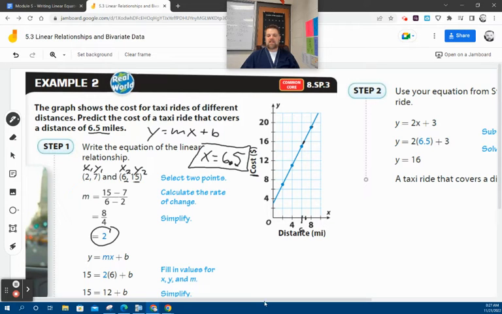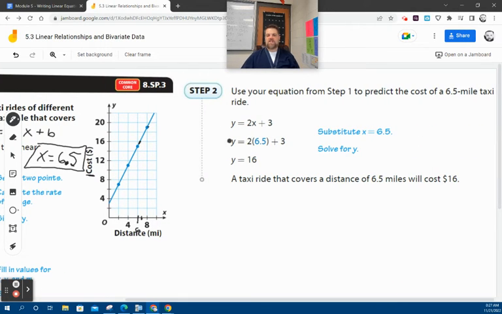But the question is, how much is the cost for a taxi ride that's 6.5 miles away? Okay? A distance of 6.5. So we take that equation and we simply plug in 6.5. 2 times 6.5 is 13. 13 plus 3 is 16. So like Mr. Adams said, it's probably about 16.